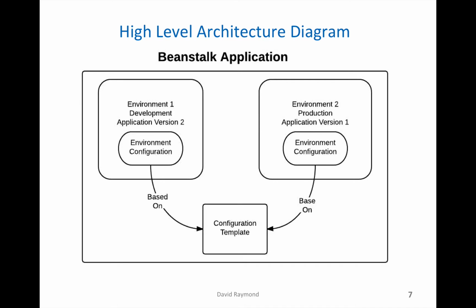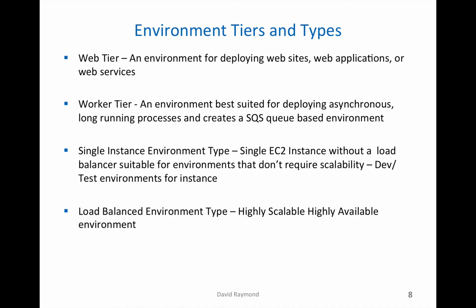You have a Beanstalk application. Underneath that application, you have multiple environments. Environment 1 could be a development environment, maybe hosting the next version of your application, so it might be hosting application version 2. And it has an environment configuration. Environment 2 is your production environment, and it has application version 1. And underneath that, again, it has an environment configuration. These configurations could be based, and are based, on a default configuration template, but could be based on a custom configuration template also.